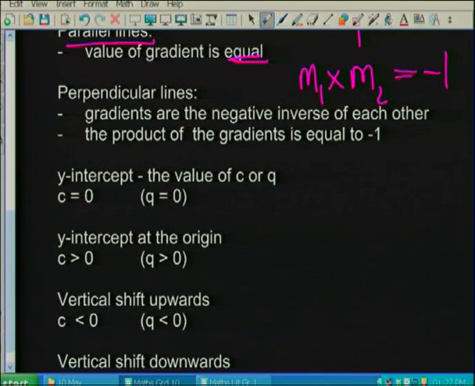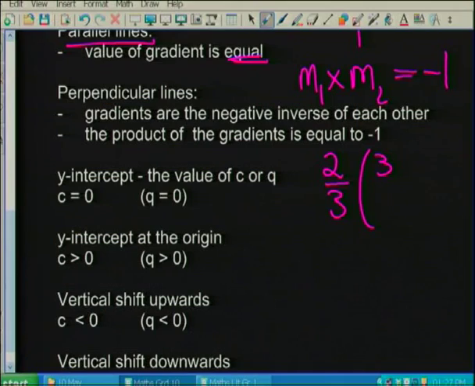In other words, if the one line's gradient is 2/3, the gradient of the line perpendicular to that line will have to be its inverse, which is 3/2, with the opposite sign, a minus, so that when I multiply these together, I get -1.